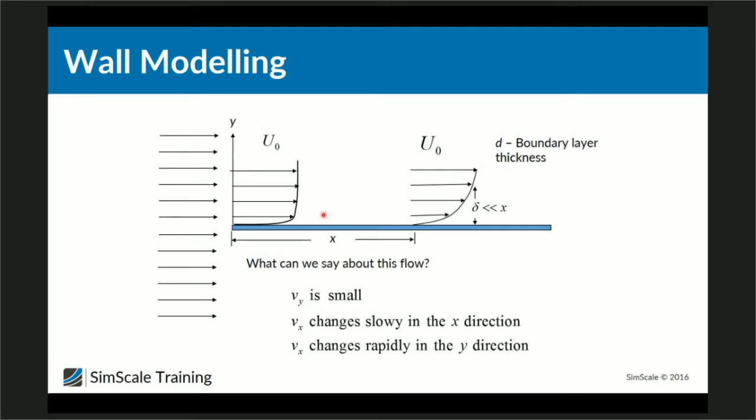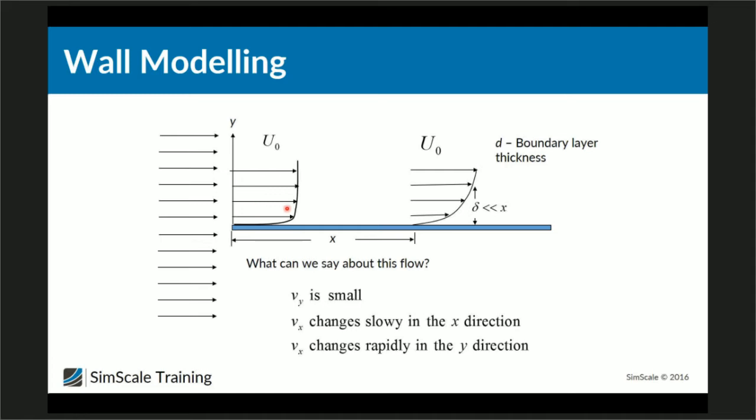And the velocity changes slowly in x direction, which means if you take a look, the change here is quite small over this distance, which is a very long distance. But in y direction, it changes very rapidly. And this kind of problem is characterized as a boundary layer.